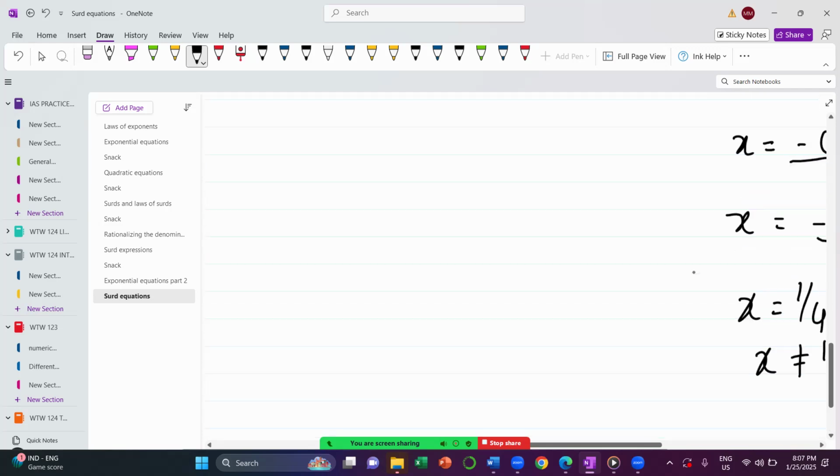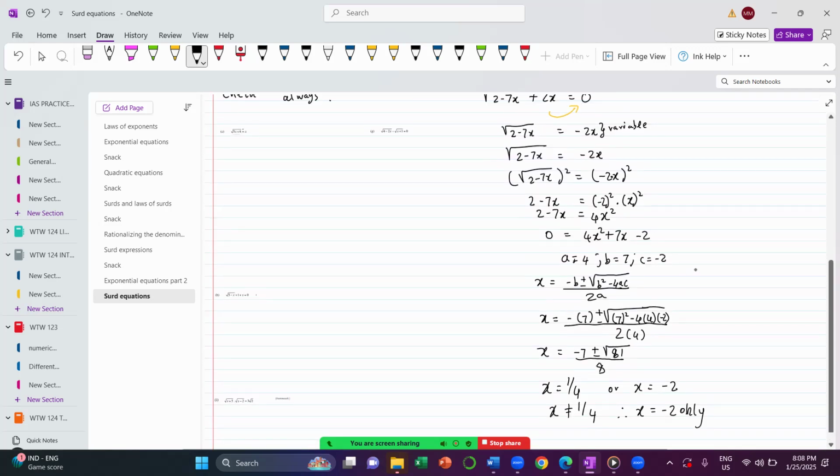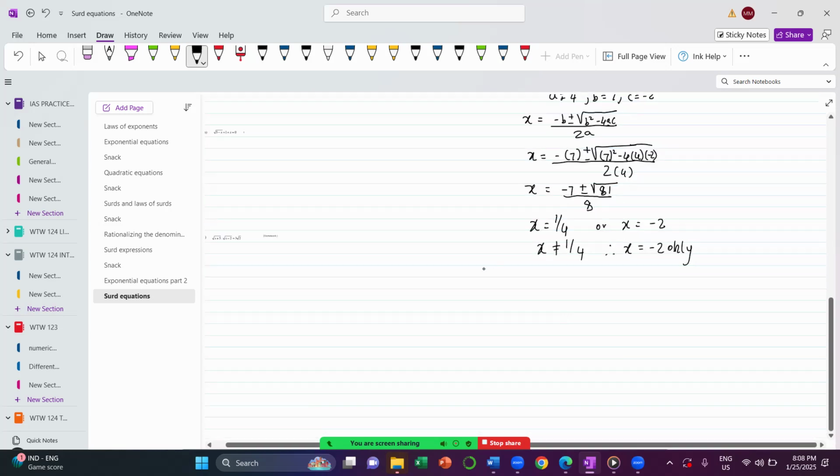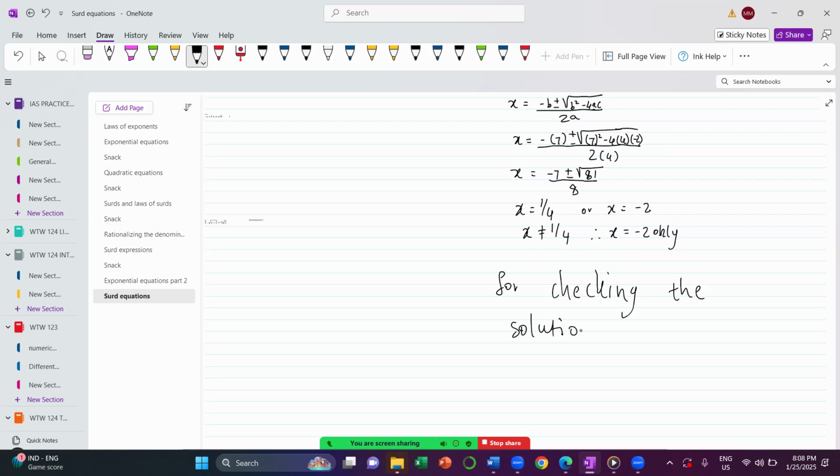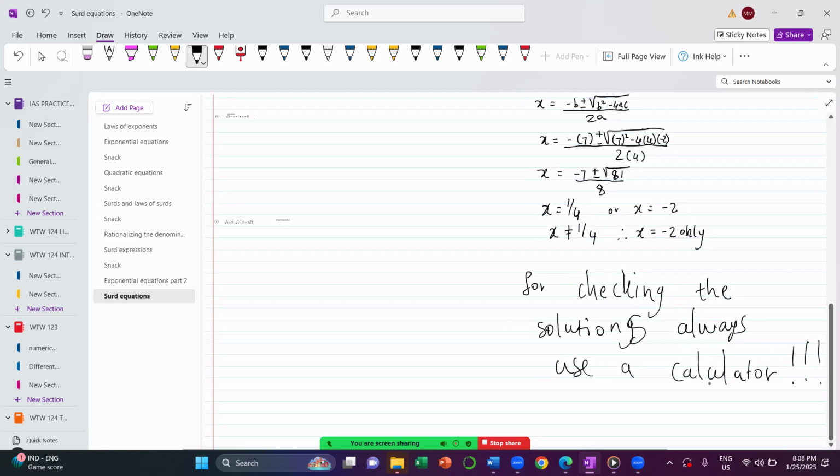Okay. So guys, whenever you are checking the solutions, always use a calculator. Did you guys hear me? Yes, sir. You always use a calculator. Are we okay?